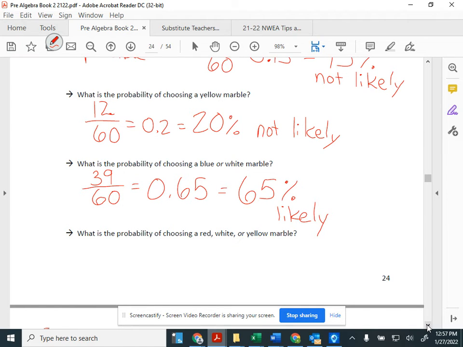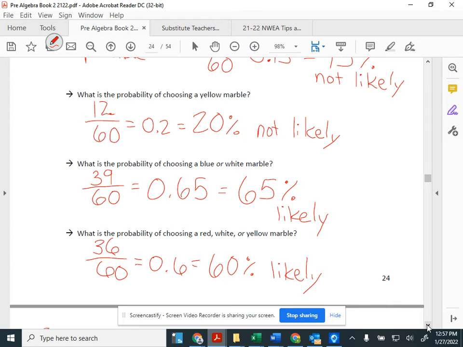What is the probability of choosing a red, white, or yellow? Red, white, or yellow. What is the fraction for that? Izzy? 36 over 60. What decimal did you get for that, Briggs? 0.6. So 0.6 we know is 60%. Is that likely or not likely, Cole? Likely, because it is over 50%.